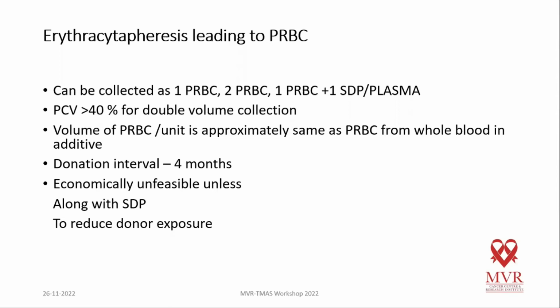The PCV has to be more than 40% for double volume collection. The volume of PRBC per unit is more or less similar to whole blood collection. The donation interval should be 4 months when we do double volume collection. It's also economically unfeasible unless it is collected along with SDP, because the cost of the kit is pretty high, considering the cost of blood that we are allowed to procure over here. So unless it is for reducing donor exposure, where you want to collect two PRBCs from a single donor, it's not feasible.